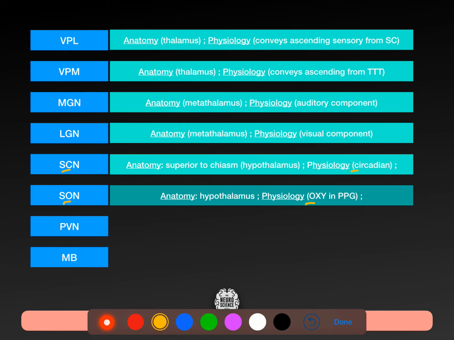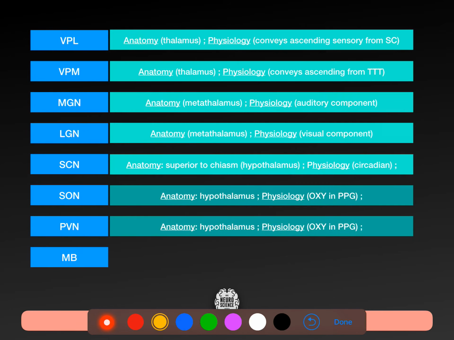Okay, your paraventricular nucleus is oxytocin in the posterior pituitary gland, also ADH, so these are ADH secretors as well. Some texts will say that one does more than the other, but oxytocin and ADH, right? That's all we care about, really.